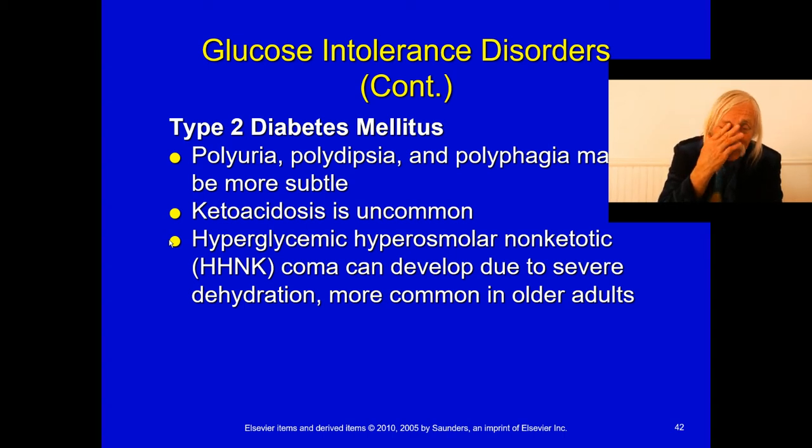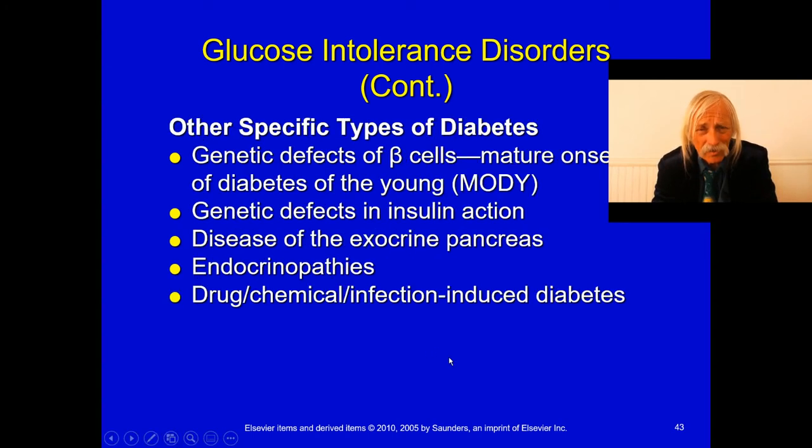You get hyperglycemic, hyperosmolar, non-ketotic coma, and that can develop due to severe dehydration, and it's more commonly found in older adults. Right? It's very dangerous because if HHNK is not diagnosed, you can go into shock. Before coma sets in, there's also the potential to cause stroke, because of embolism generated by lipoprotein accumulation in the arterioles. That can lead to stroke and also kidney damage and, of course, central nervous system damage. So it's a very dangerous disease.